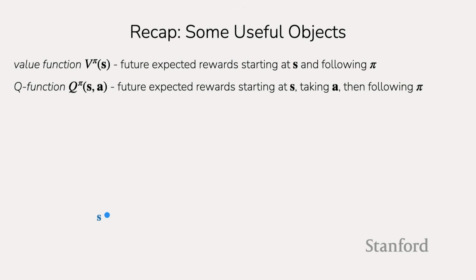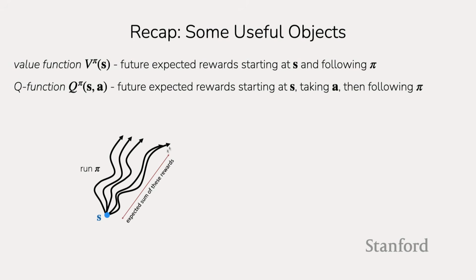And we can kind of think about these as follows. So if we have a given state that we want to estimate the value of for a policy, then we can run that policy, and the value is capturing the expected sum of rewards. So basically, the sum of rewards of each of these trajectories averaged over these trajectories for that state and that policy. And we can write this as the summation over future time steps of our reward if we're starting at S_t and following our policy pi.